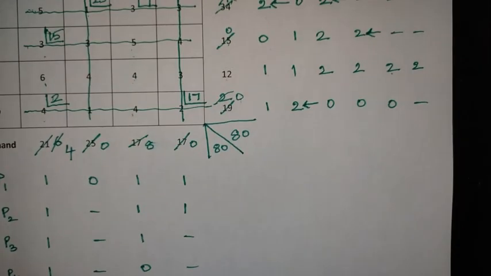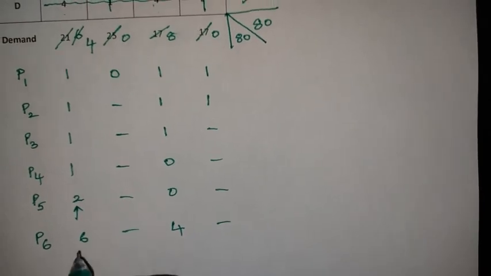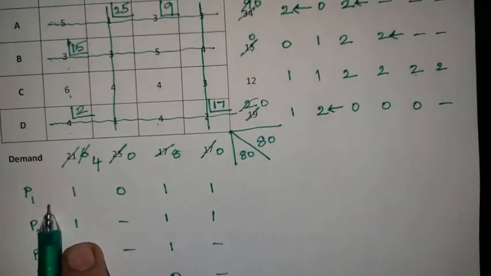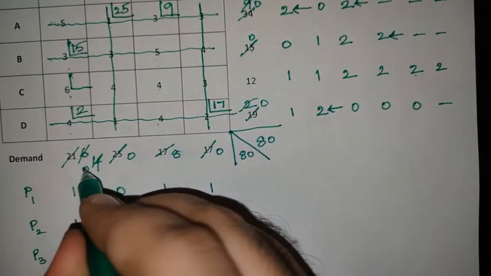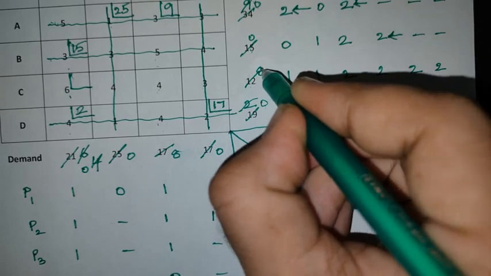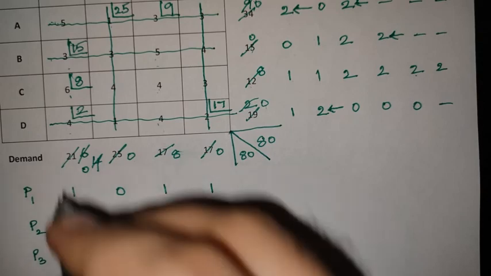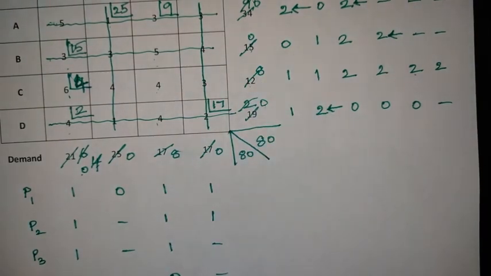Now what is the maximum penalty between 6 and 4? 6, so identify that one. Now in this column, what is the value? Only 6 is there, so allot the number of units to this one. How many units can we allot? This becomes 0, and here 8 units are there. Sorry, 4 units we allotted. As 4 units we allotted, this becomes 0, and here the remaining are 8.